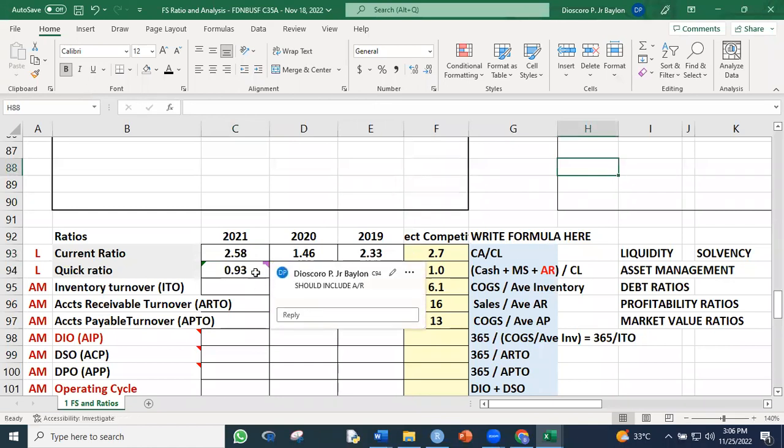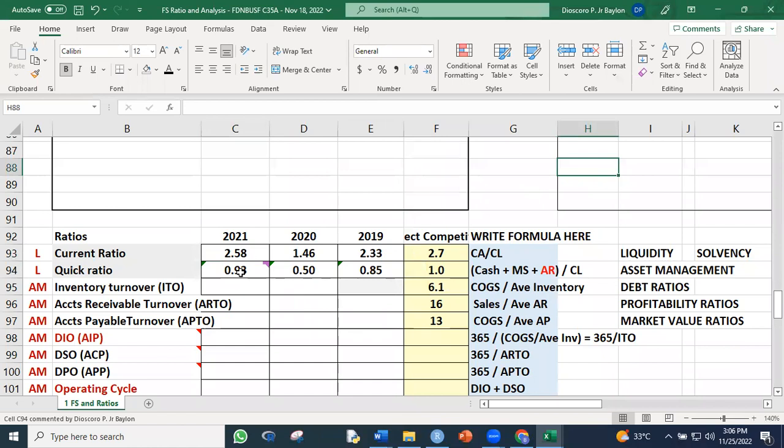Now, the quick ratio is more, shall we say, strict as far as the measurement of liquidity is concerned, because it only includes the first 3 items in the current assets: cash, marketable securities, and receivables, because these are the most liquid of your current assets. Cash, of course, is already cash. Marketable securities is very easy to convert to cash, and receivables could also be easily converted into cash, but of course, it depends on the nature of the business of the firm.